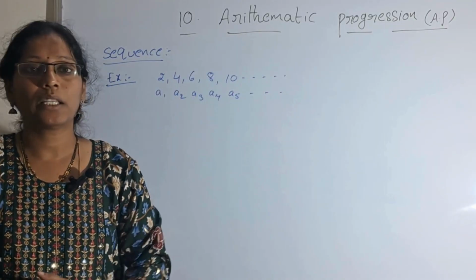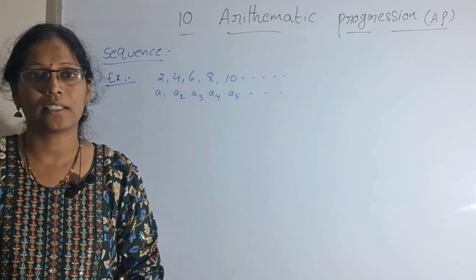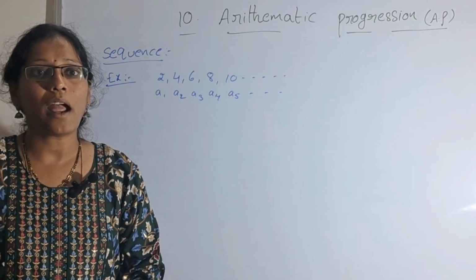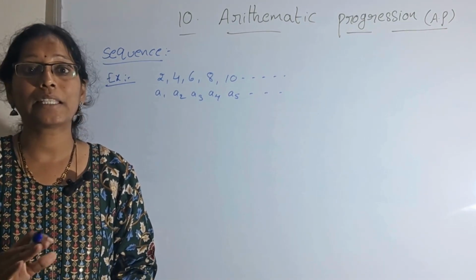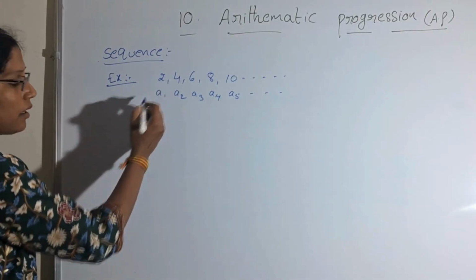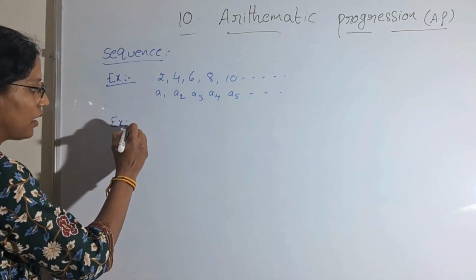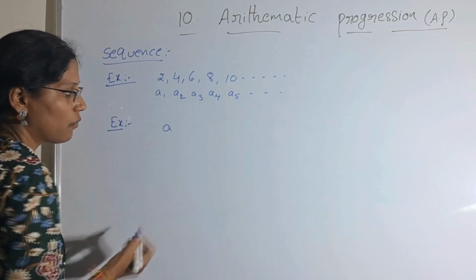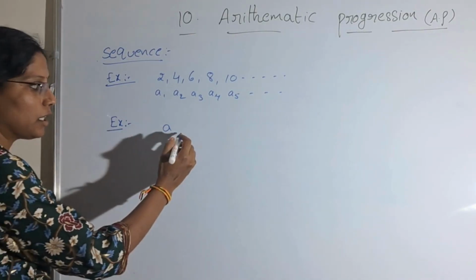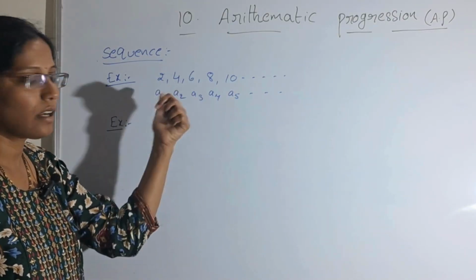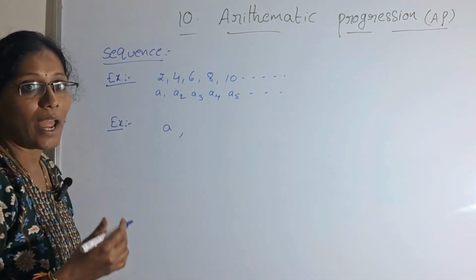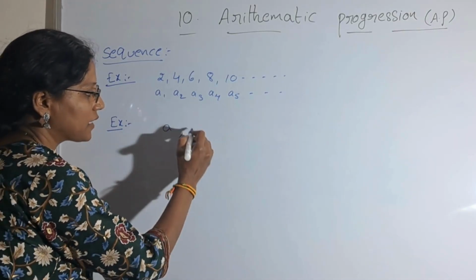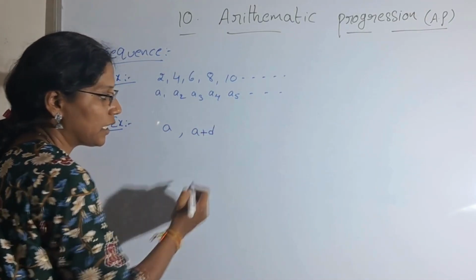Next, arithmetic progression. Progression means this sequence we have to arrange in order wise. Arithmetic progression is a sequence where each number is obtained by adding a fixed number to the preceding number, except the first number. For example, first we have to take one number. A is one term. First term A. Next term we have to add one fixed number. That fixed number I will take as D.